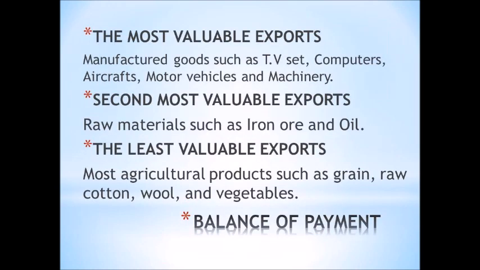The most valuable exports are manufactured goods such as TV set, computers, aircrafts, motor vehicles, and machinery. Second most valuable exports are raw materials such as iron ore and oil. The least valuable exports are most agricultural products such as grain, raw cotton, wool, and vegetables.